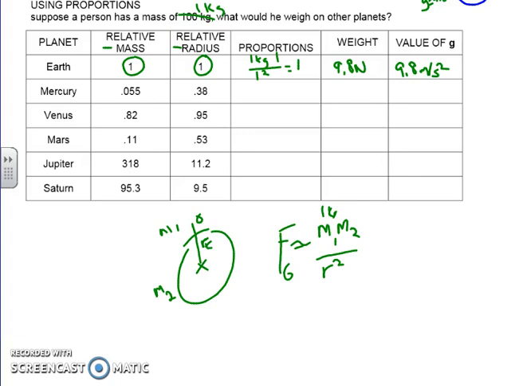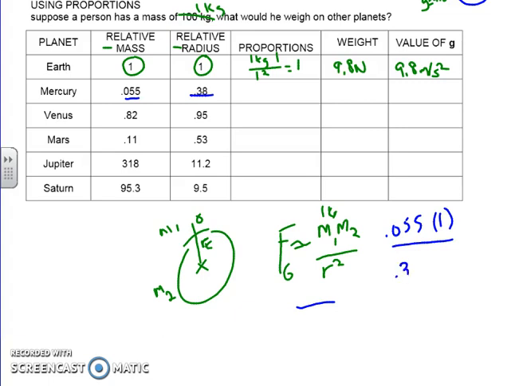So let's see what happens if we go to a planet like Mercury. If we go to a planet like Mercury, and I'm looking at the proportions, I see that, all right, Mercury has 0.055 the mass of the Earth. So for one of the masses I put 0.055. That's its relative mass to the Earth, multiplied by 1. That's the mass of the object we're bringing there. And then we divide it by how far away we are from Mercury's center, which is 0.38 that of the Earth's radii.